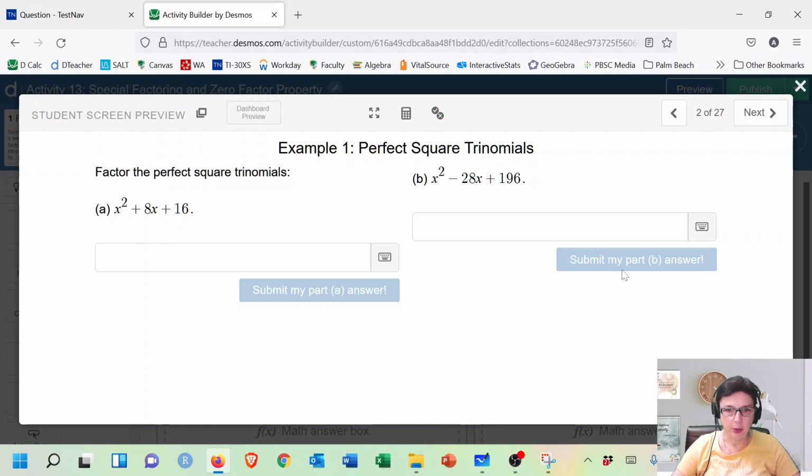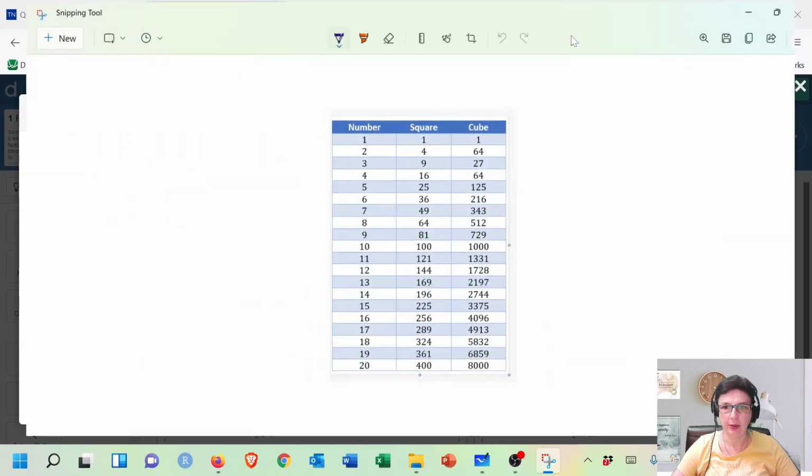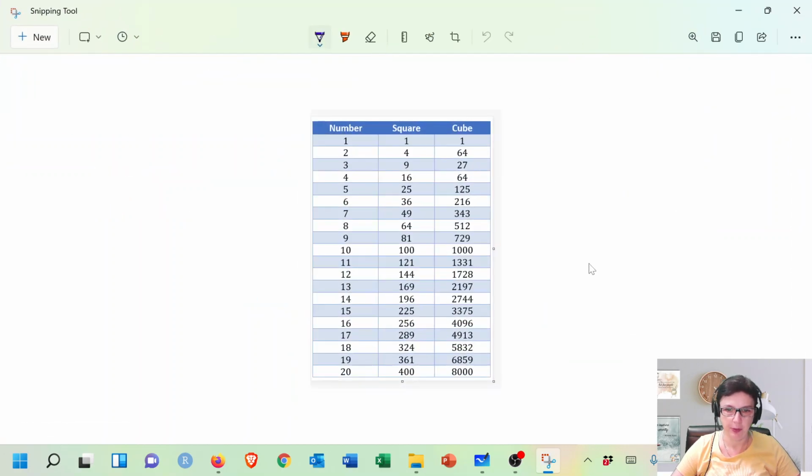Okay, guys, so in this video, we are going to start talking about perfect squares and perfect cubes and what is so perfect about them. Well, let's take a look. So here I have a table that you should be really familiar with from now on, which is a table of perfect squares and perfect cubes.